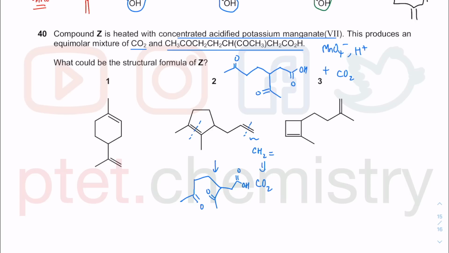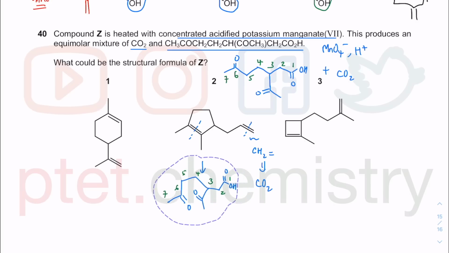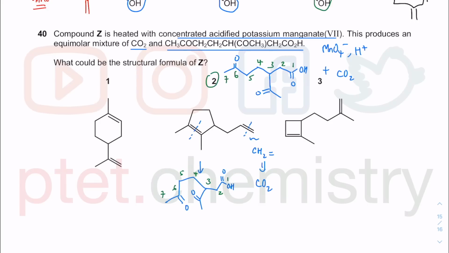So I've got 2 ketones and I've got to number my carbons. From the carboxylic acid is the important carbon, 1, 2, 3, 4, 5, 6, 7. So I'm going to number my carboxylic acid as number 1 there. So number 1, 2, 3, and then 4, 5, 6, 7. The ketone is at position 6. At position 3, I have a COCH3. I also have CO2 from the other part of the CH2 getting cleaved off. Number 2 is definitely correct.